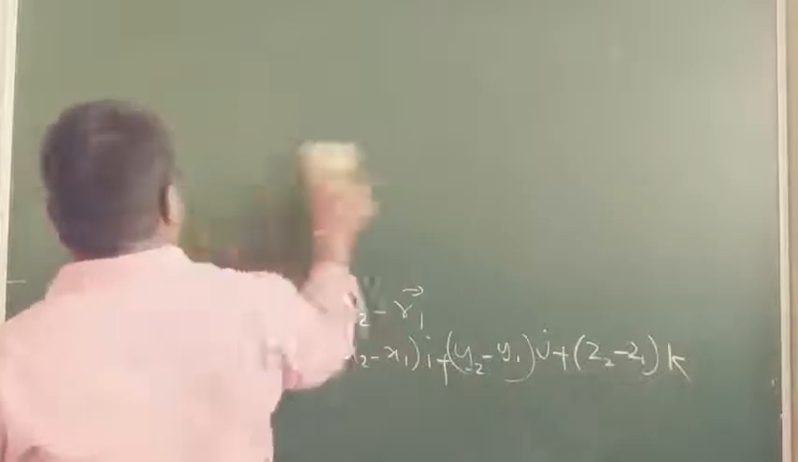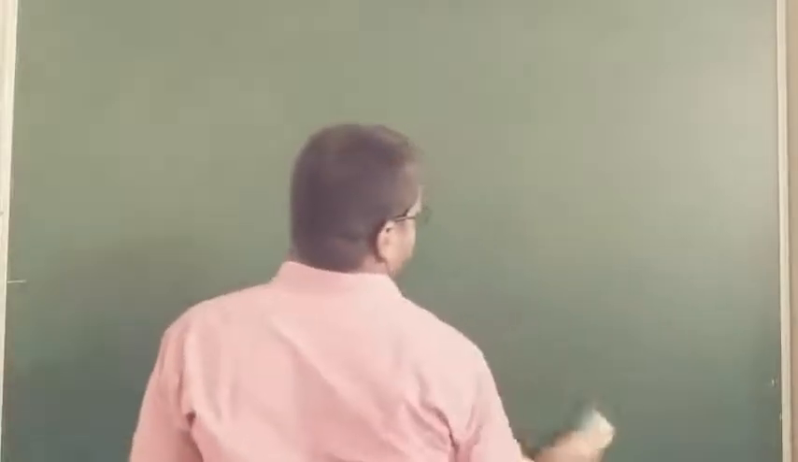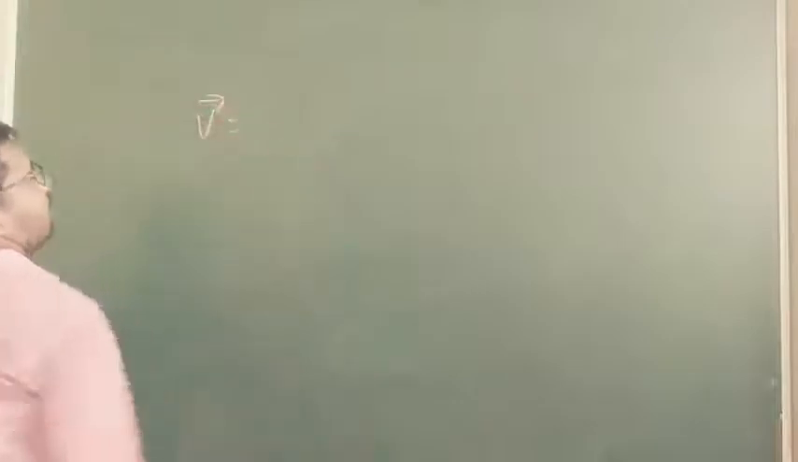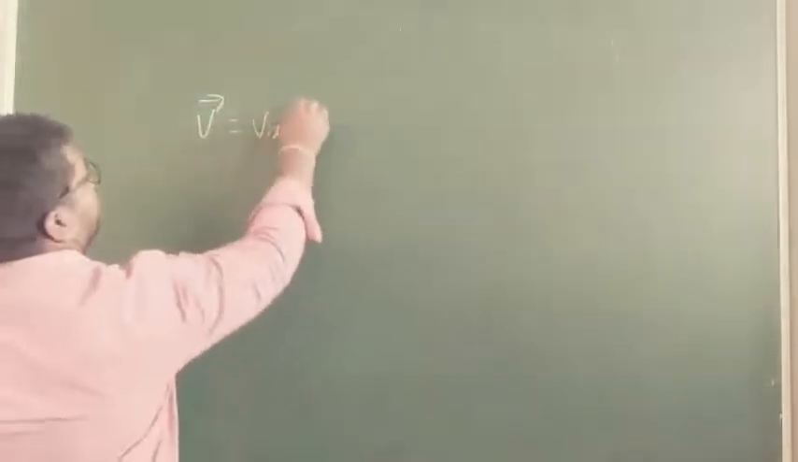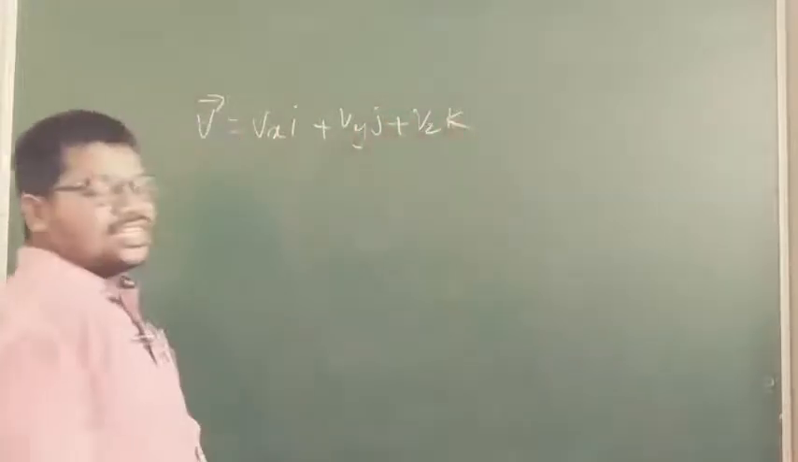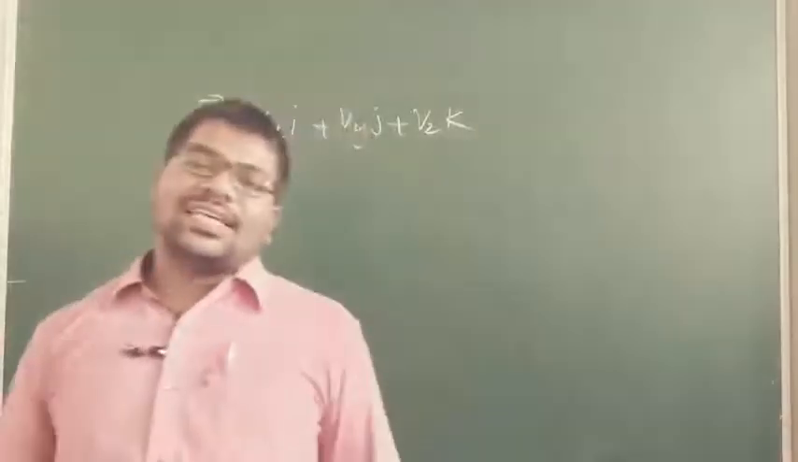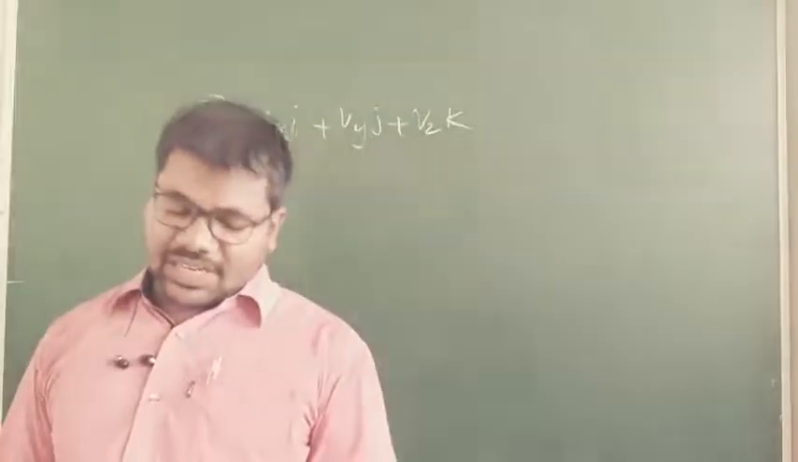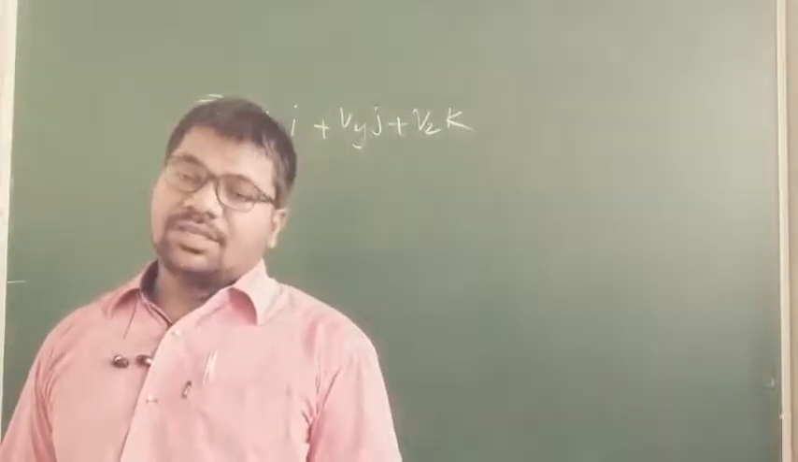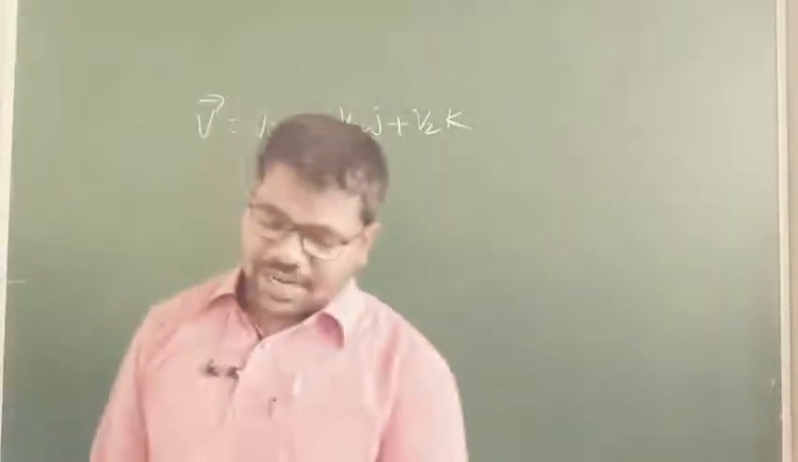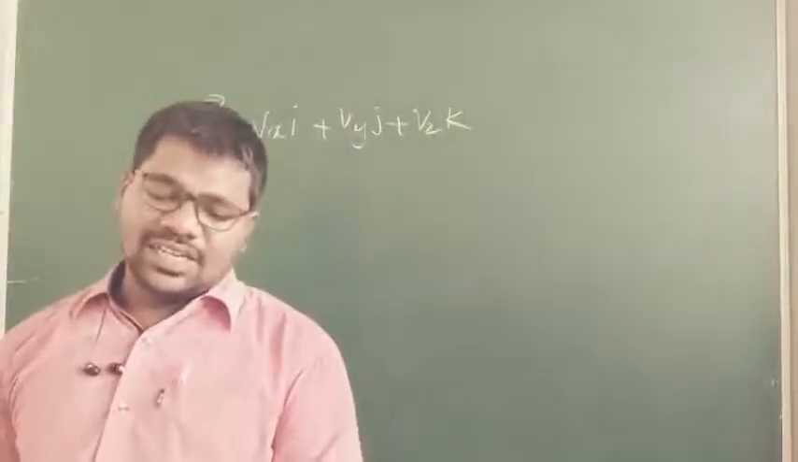Coming to the velocity vector, it is defined as the rate of change of displacement vector. So v bar equals Vx i plus Vy j plus Vz k. This is the velocity vector. Coming to the acceleration vector, similarly, a vector which represents the acceleration of the particle is the acceleration vector.